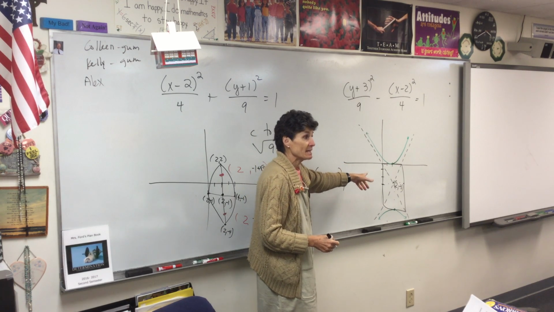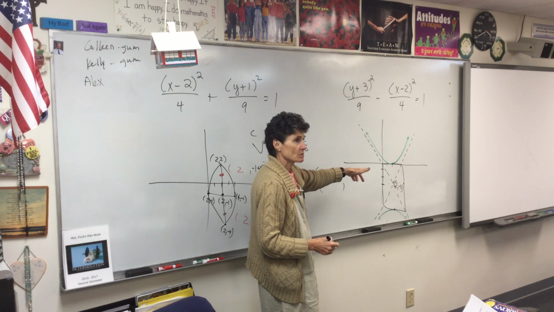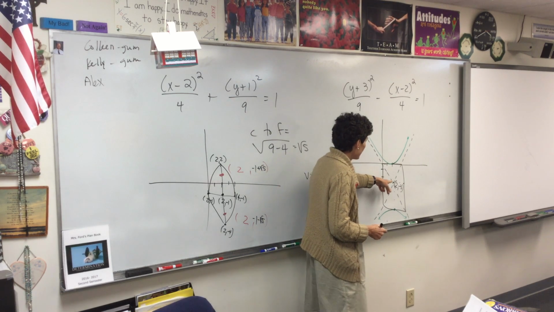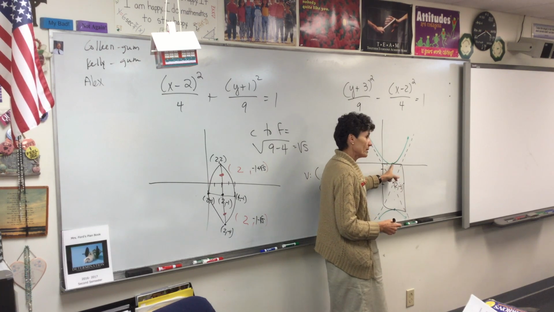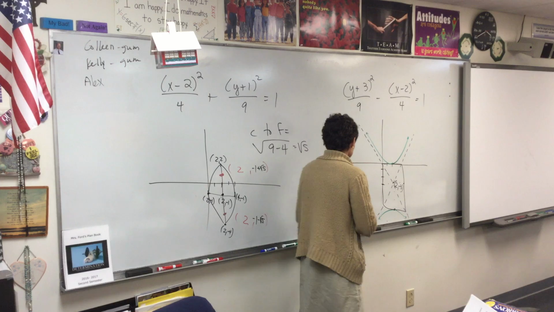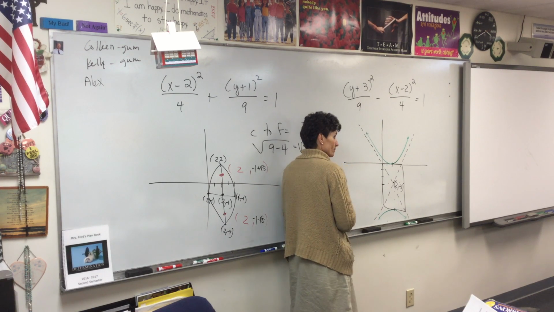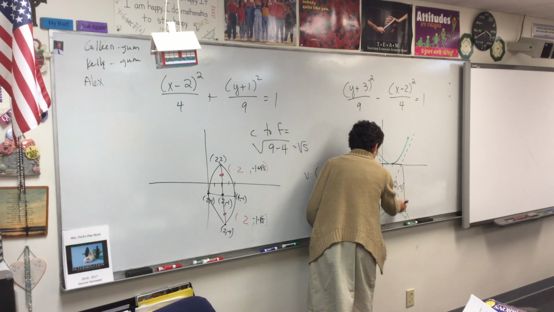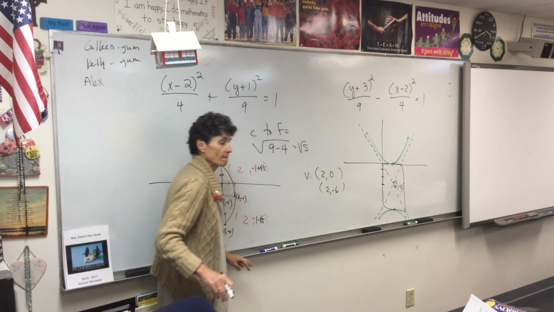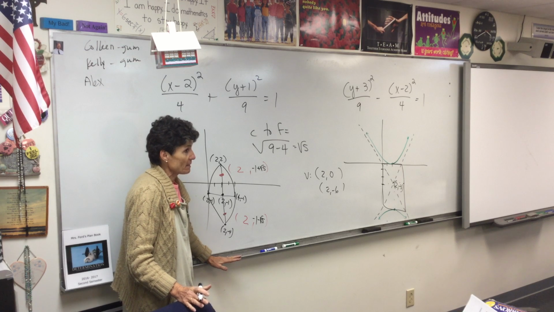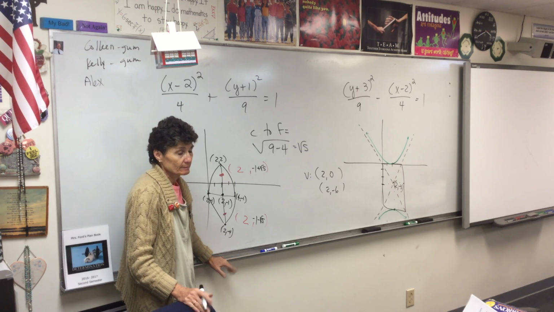How did I get them? I didn't label them, so I'm going to figure it out again. How did I get them? I started here at the center, and what did I do? I went up 3, so that's 2 comma 0, and then I went down 3, so it's 2 comma negative 6. Again, you're going to be on graph paper, so you're just counting.